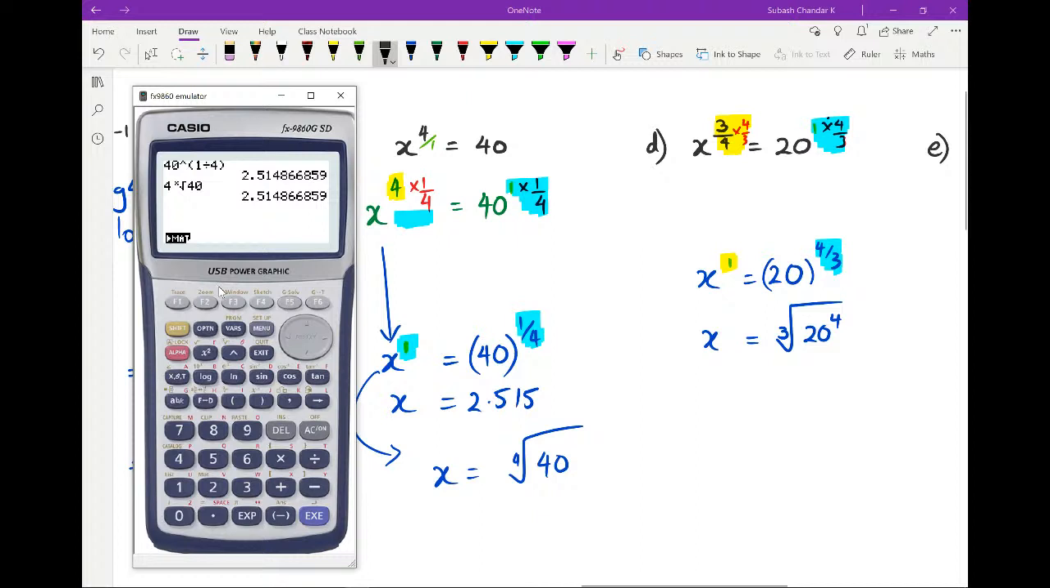Okay, so as for the second question, we've actually got 20 to the power of 4 over 3. So we're going to put 4 over 3 in a bracket. But if you want to do it in the surds way, then what you have to do is put down the 3 first, and then go shift that x square root symbol. But this time, make sure you put 20 to the power of 4. So we're going to go to 20 to the power of 4, and then close brackets.